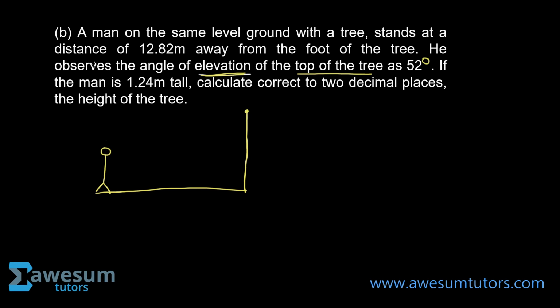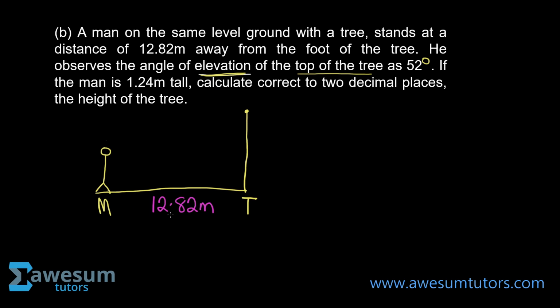Okay. Now, a man on the same level ground, this is the man. I will call this place M. That's the man, on the same level ground with a tree. This is the tree. I can call it T. That point T stands at a distance of 12.2 meters. That means this man is standing from here to here 12.2 meters. Take note of how I'm interpreting this question. That will make it so easy for you guys also.